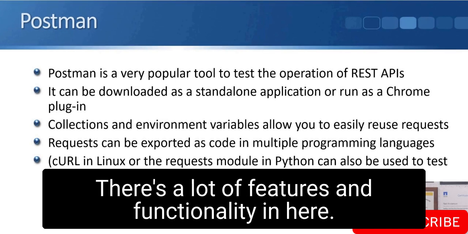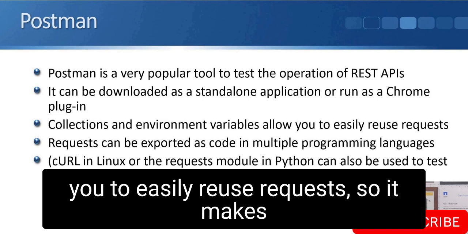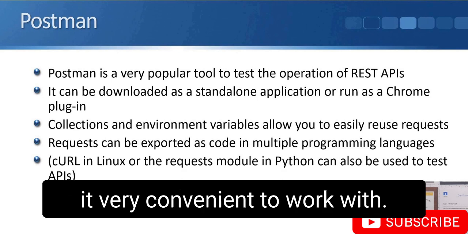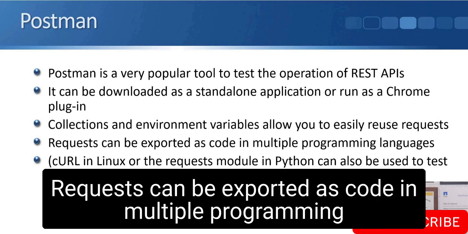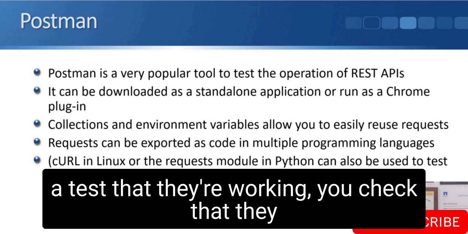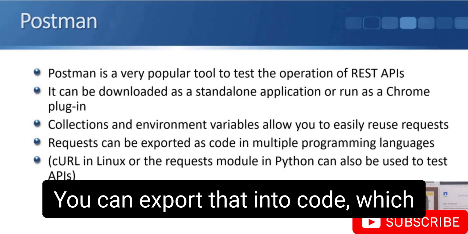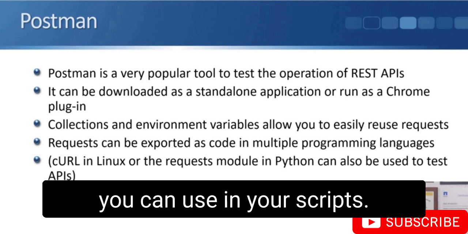With Postman, there's a lot of features and functionality in here. In Postman, your collections and environment variables allow you to easily reuse requests, so it makes it very convenient to work with. Requests can be exported as code in multiple programming languages. So you can send your requests with Postman to test that they're working. You check that they are working as you desired. Directly from Postman, you can export that into code, which you can use in your scripts.